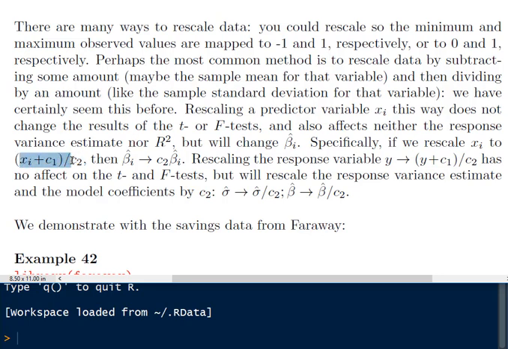But if we think of it this way, then what happens to our partial slope estimate, beta i hat? It becomes C2 times beta i hat. And rescaling the response variable by adding some constant and then dividing by a constant has no effect on the t and F tests, but it will rescale the response variance estimate and the model coefficients by the denominator, C2. That is, the common estimate for the response standard deviation becomes what it was before divided by C2, and the model coefficients then get divided by C2.